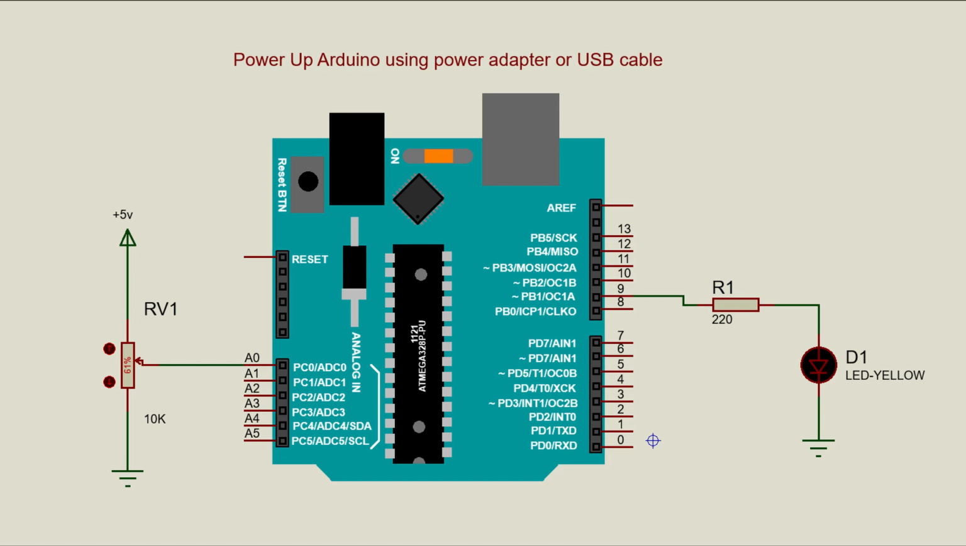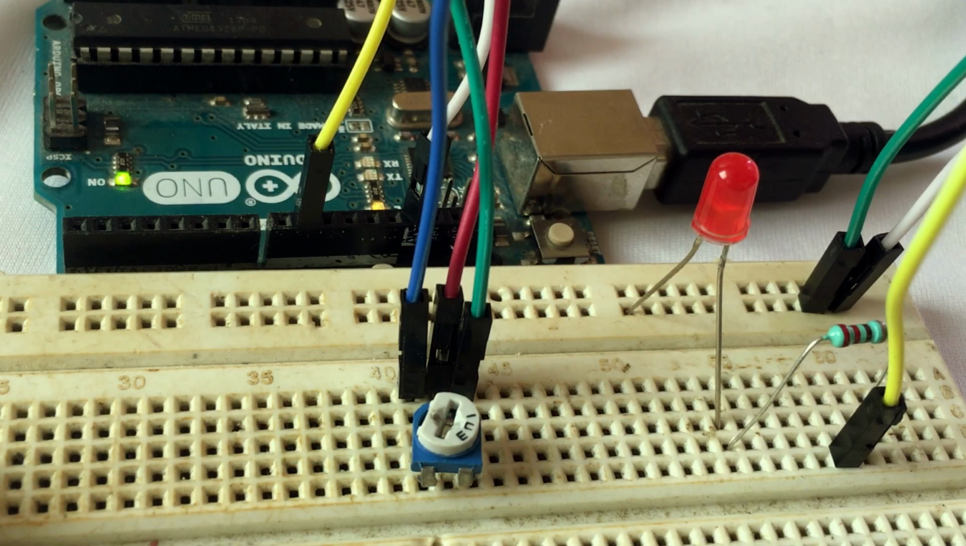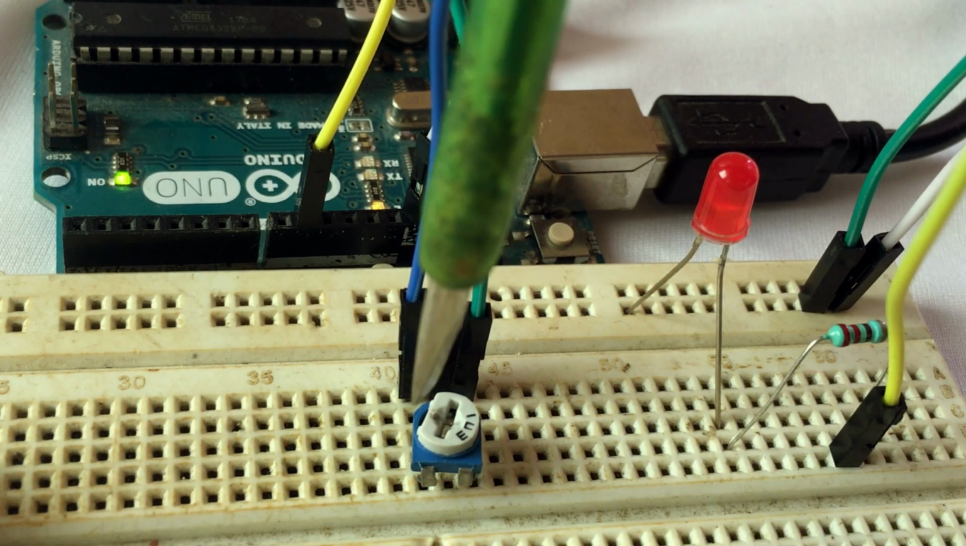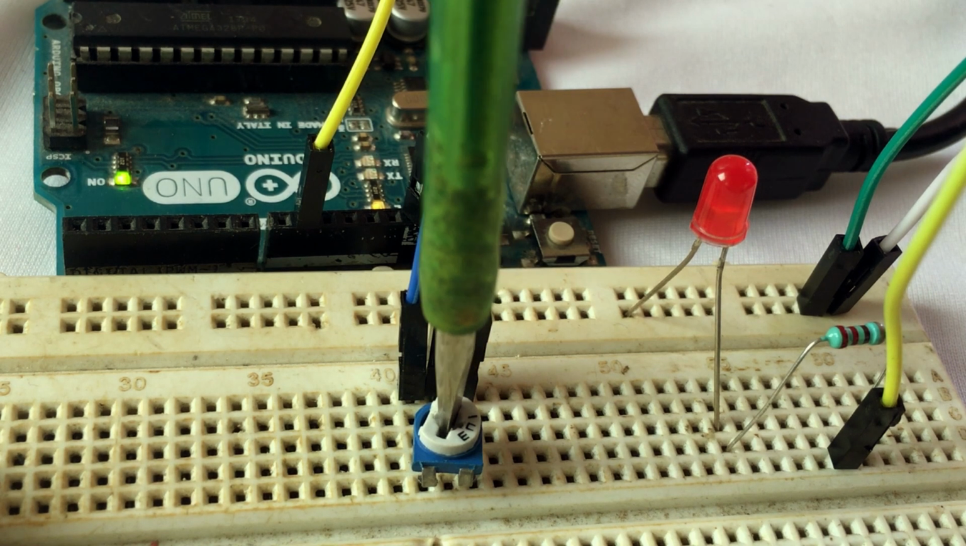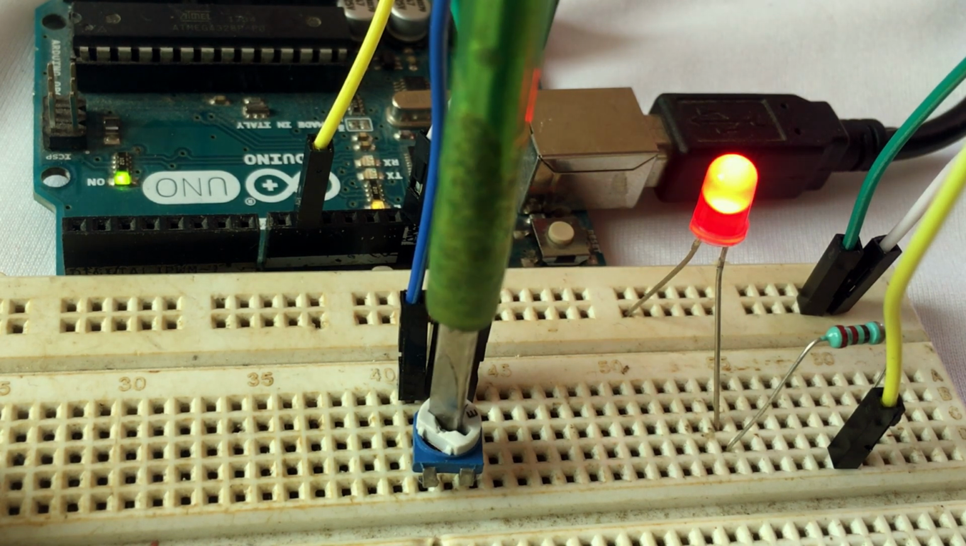Now power up your Arduino board using a power adapter or using the USB port of the PC, and after powering up, you can see that whenever I vary the knob position of the variable resistor, the brightness of the LED will vary correspondingly.